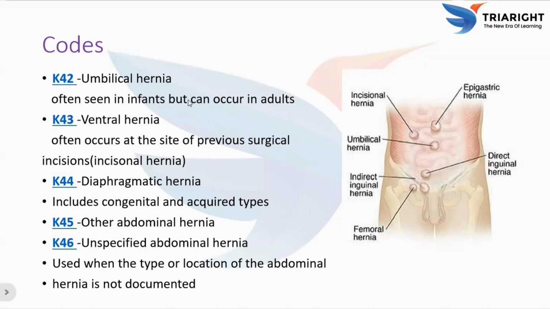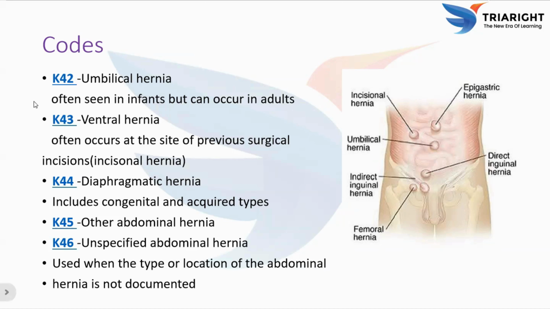So what is umbilical hernia? This is around the navel. So this is the navel, right? It is present around the navel where abdominal contents push through a weak spot in the abdominal wall. This type of umbilical hernia is often seen in infants but can occur in adults.